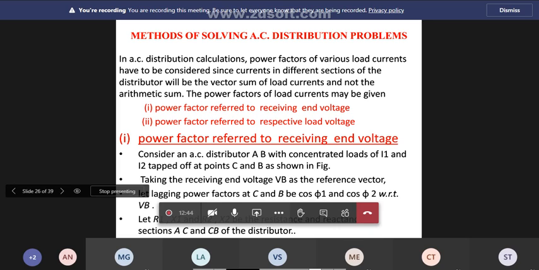So the power factor of load current, that is, of every consumer, may be expressed or calculated in two ways. First one is power factor referred to receiving end voltage. Second one, power factor referred to respective load voltages. In DC system there is no power factor. In AC system, power factor is considered. Every consumer has their own power factor. That is the main problem. So you have to calculate every consumer's voltage drop.